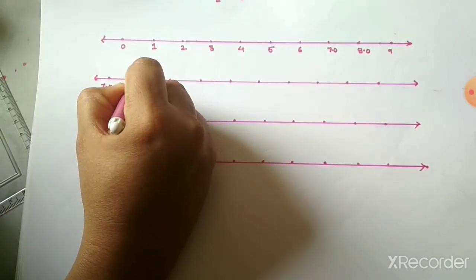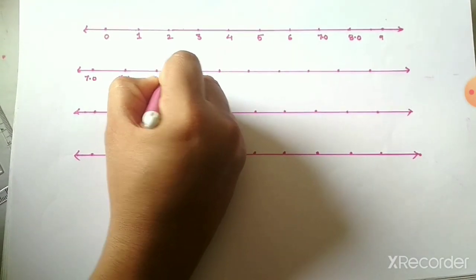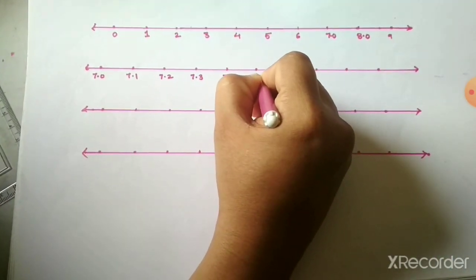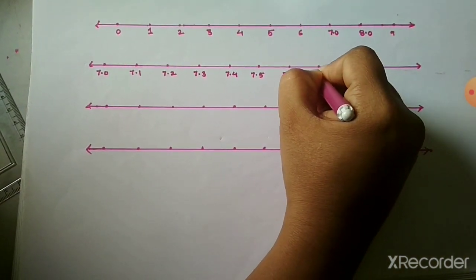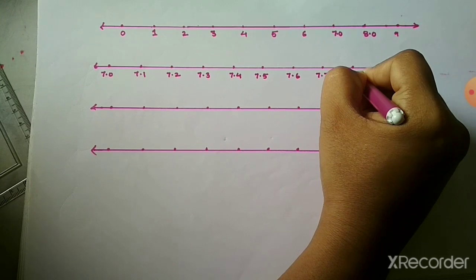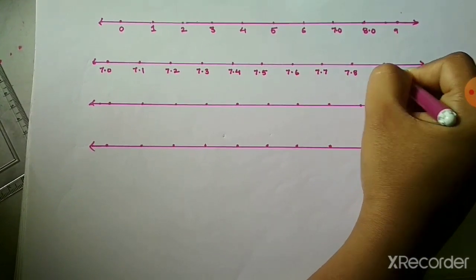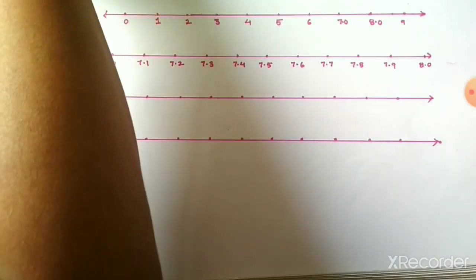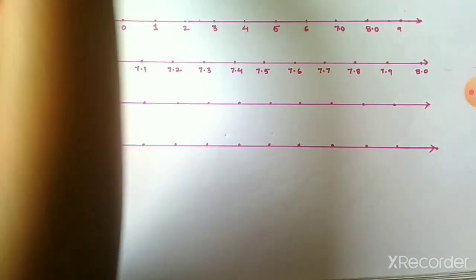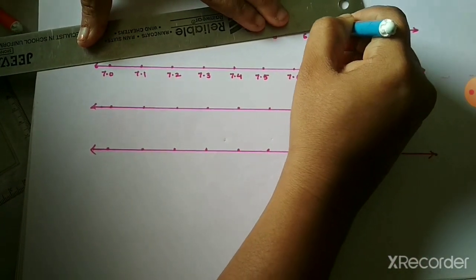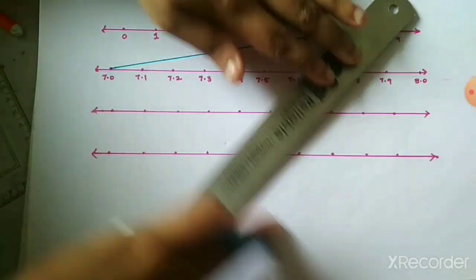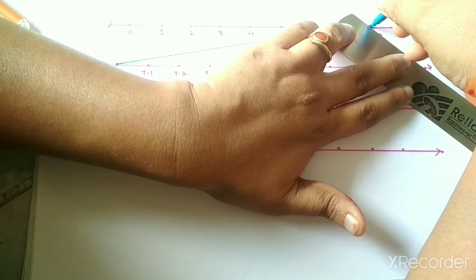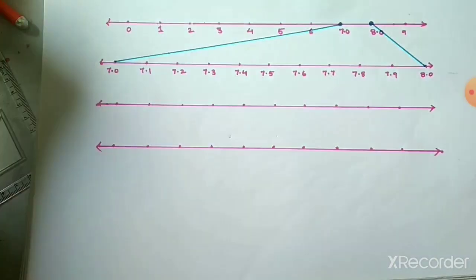as 7.0, 7.1, 7.2, 7.3, 7.4, 7.5, 7.6, 7.7, 7.8, 7.9, and the next one is 8.0. That means what we have done? We have just magnified this distance. So I will show you with the arrow. You have to draw the line over here. That is 7 to 8. This distance we have magnified. Correct?